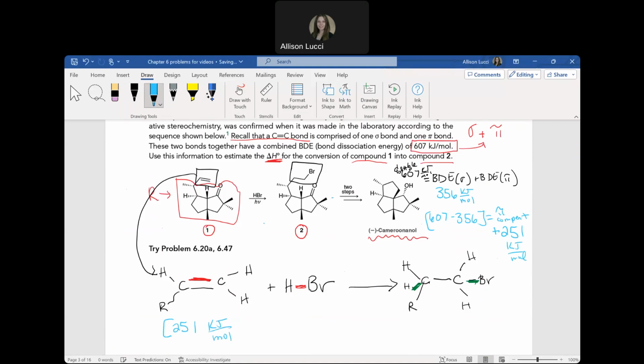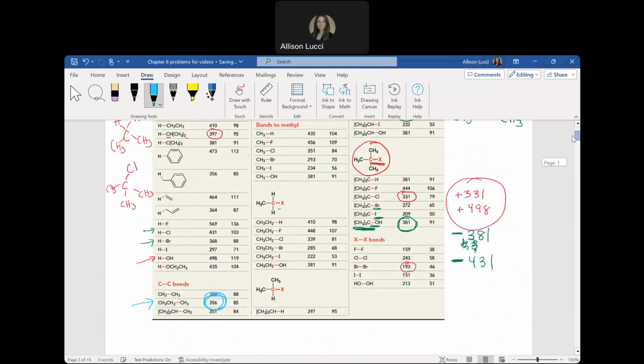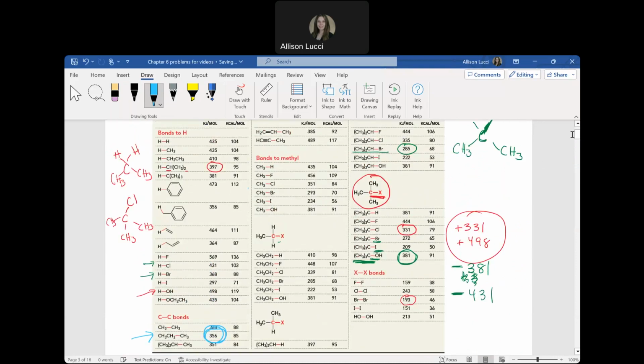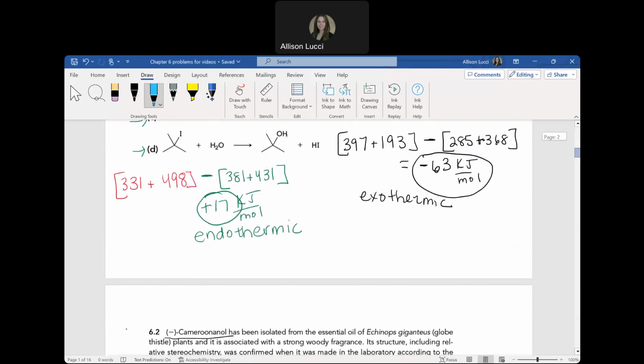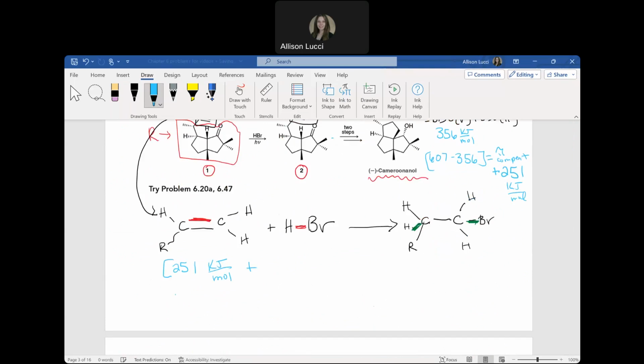And then what's the other bond that we need to add? This HBr bond. So let's go back to our table to see that, just for reference. We see from a previous problem, we picked out that value here. So we have 368 kilojoules per mole that we would have to add into our reaction to break that HBr bond. So let's add that here.